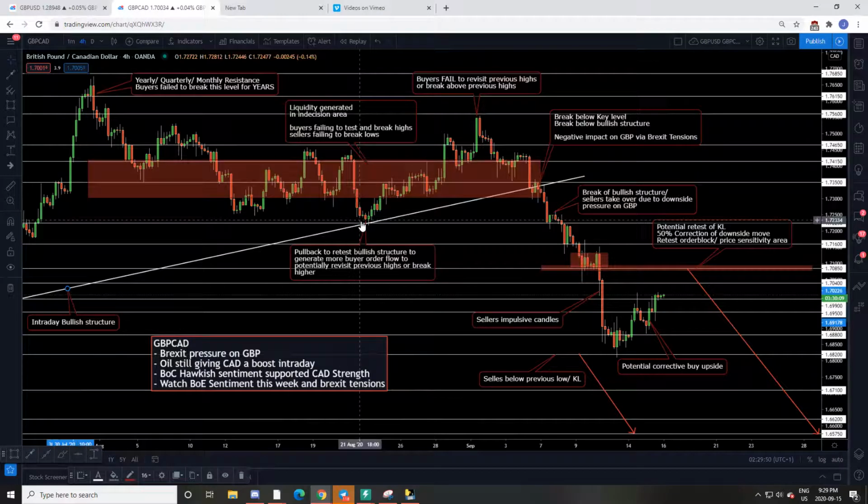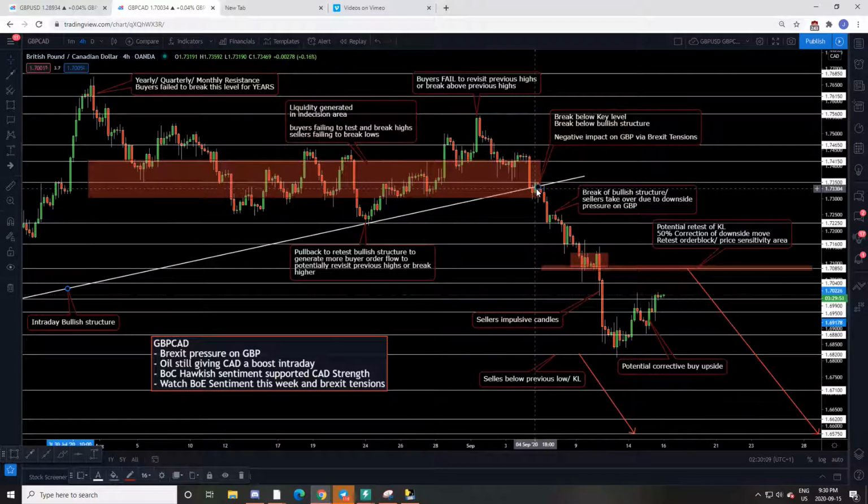Buyers after buyers entered the market after a pullback to retest the bullish structure to generate more buyer order flow, but again, failed to revisit those previous highs or break above those previous highs. And we could see sellers came back and snapped back into range.